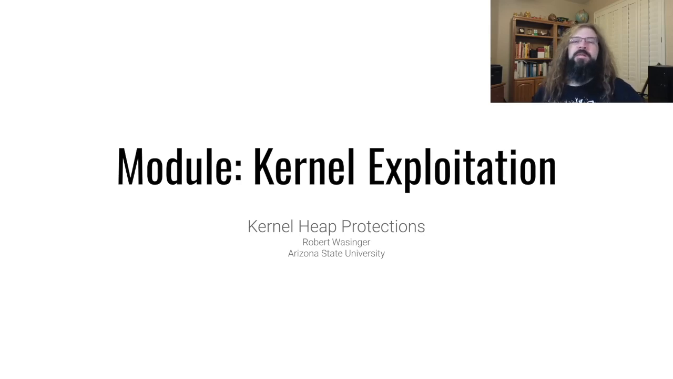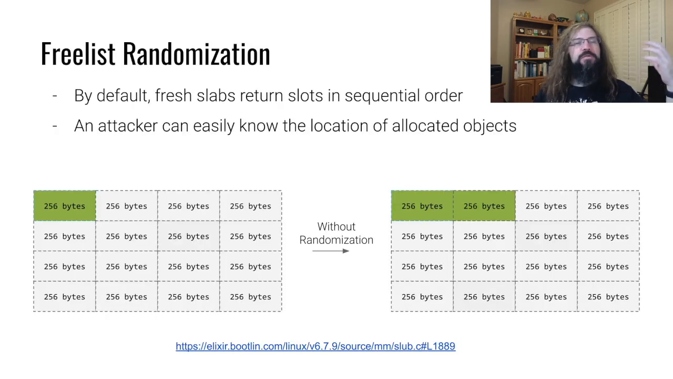Now that we have some idea of how the kernel heap works, let's take a look at some of the kernel heap protection mechanisms that can be compiled into the kernel to make it more difficult for an attacker to exploit it. Now, the first mitigation that is worth mentioning is something that's called Freelist randomization.